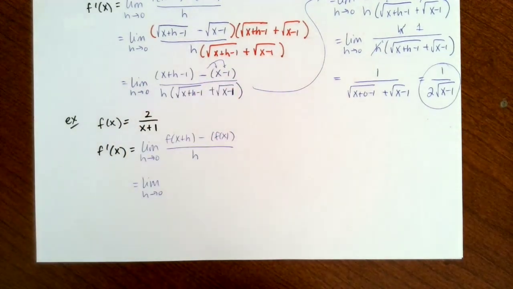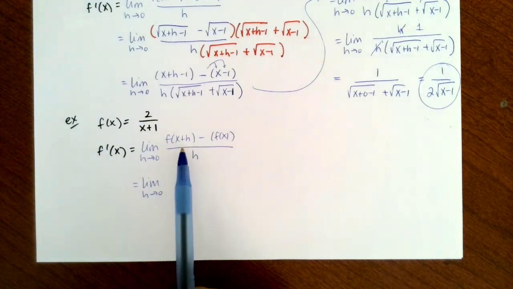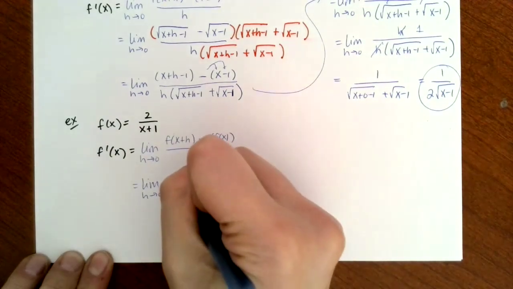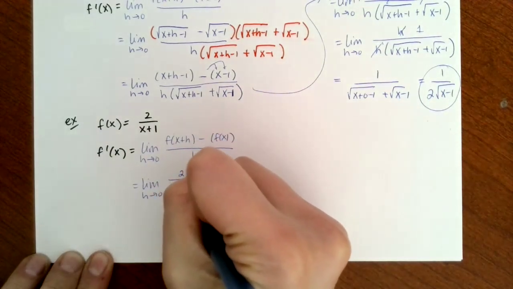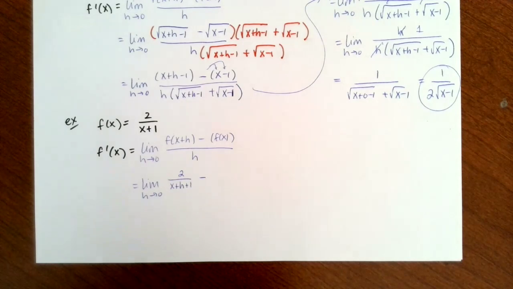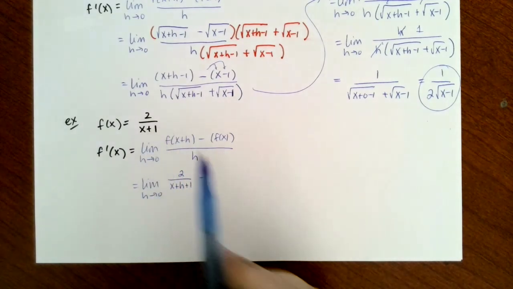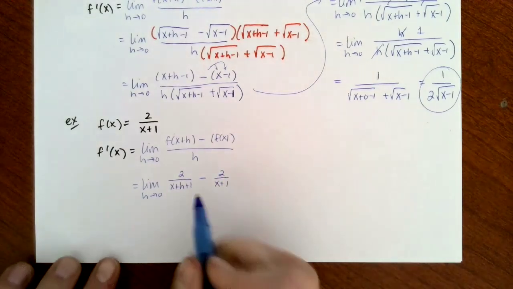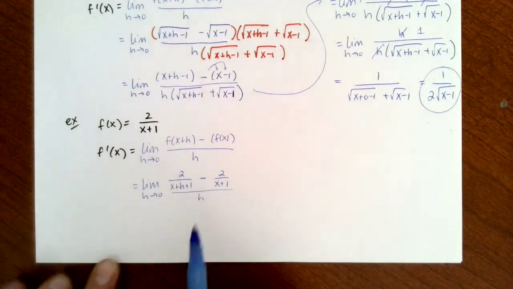All right, for this function, f of x plus h puts an x plus h right here. So that's 2 over x plus h plus 1. I'm subtracting just the regular f of x formula, which is 2 over x plus 1. And then it's all over h.